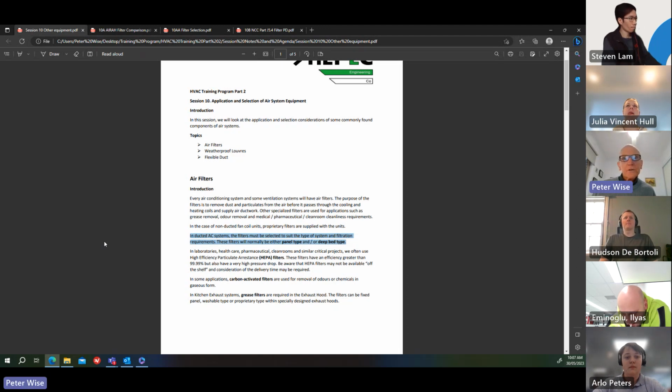For kitchen exhaust systems, grease filters are required in the exhaust hood. The filters can be fixed panel type or washable type or proprietary type within specially designed exhaust hoods. So you can buy standard filters, or the way they normally do it is just take them away and replace them, clean them, bring them back and replace them again. So you have this ongoing service cycle of cleaning and replacement.